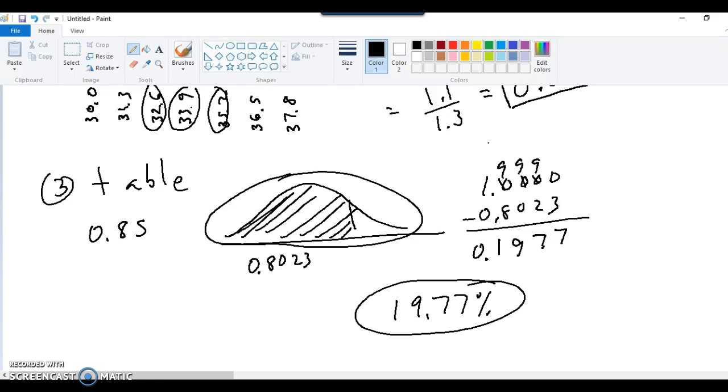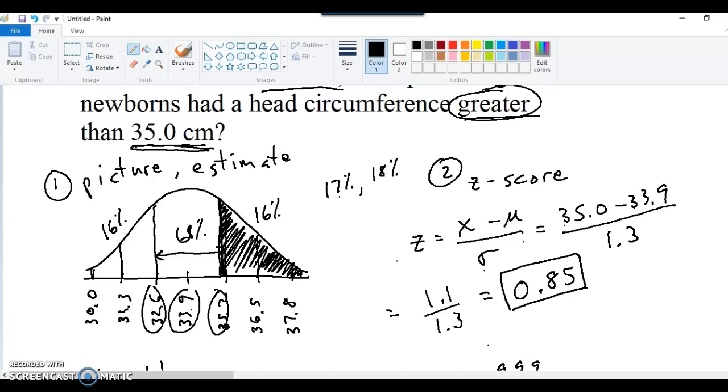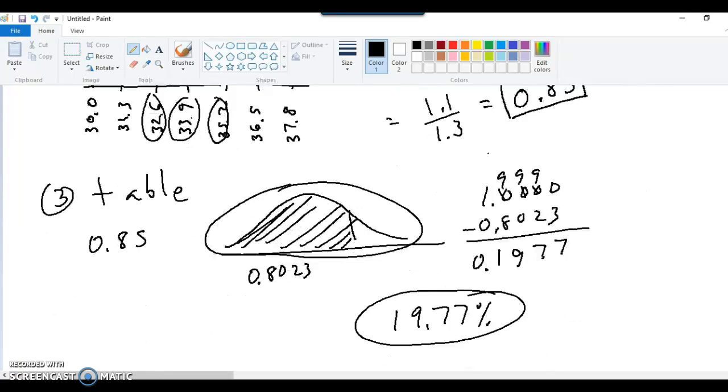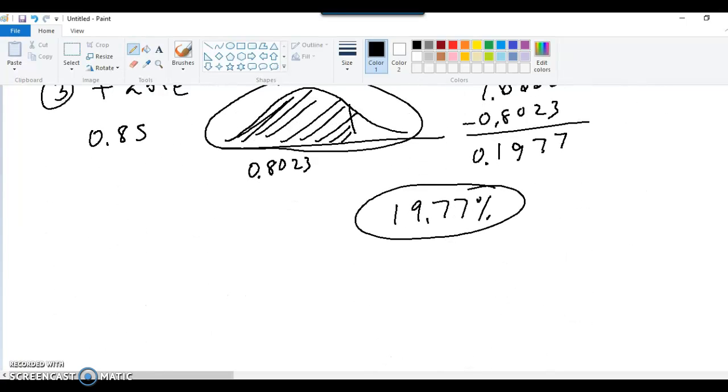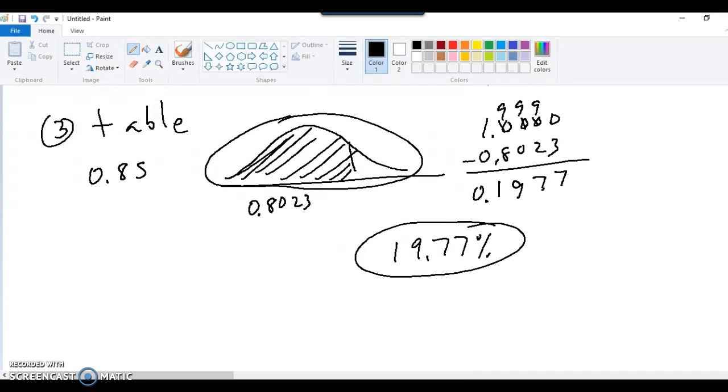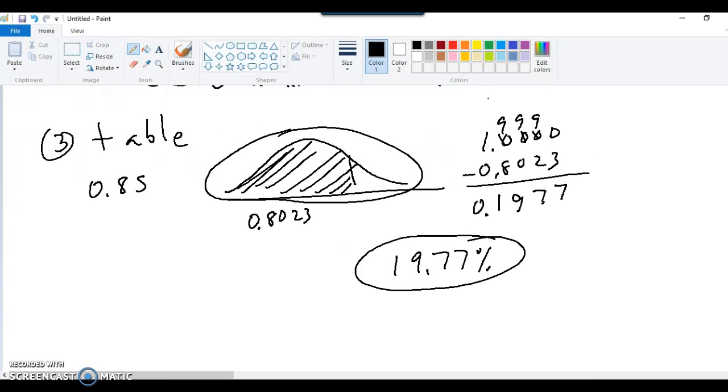So 19.77% of newborns have a head circumference greater than 35 centimeters, which is pretty close to what we estimated from the beginning. I was thinking 17 or 18%, a little bit more than 16%, so 19.77% turns out to be the precise answer. All right, now one drawback of using a table is the z-score is only rounded off to 2 digits.